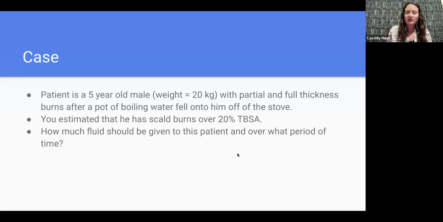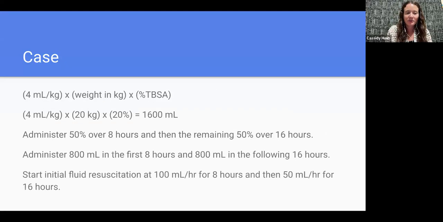So we'll walk through this as a group. I won't make anyone do math in front of everybody. But here's how we do it. This is using the Parkland formula. So we have 4 mLs per kilogram times the weight in kilograms times percent total body surface area of the burn. So 4 milliliters per kilogram times a 20 kilogram child times 20% is equal to 1600 mLs.